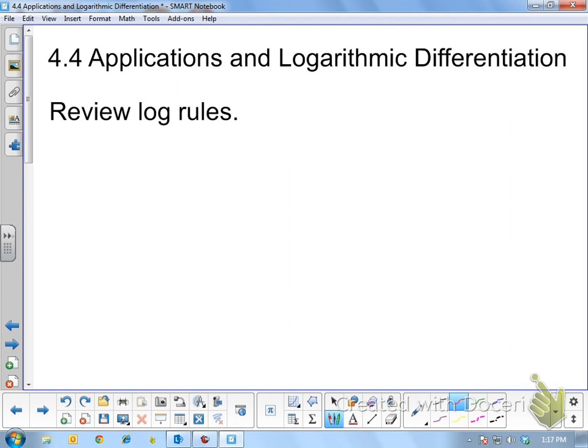So, this is our last topic of Chapter 4. Chapter 5 will involve a lot of word problems. We're going to take our basic knowledge and apply it to a lot of application problems. And then we'll actually start talking about integration pretty soon after that. So we're almost getting to the second half of calculus. It's exciting. So first, I wanted to review some of our logarithm rules. Things you should have seen in pre-calc, but may have forgotten at this point.